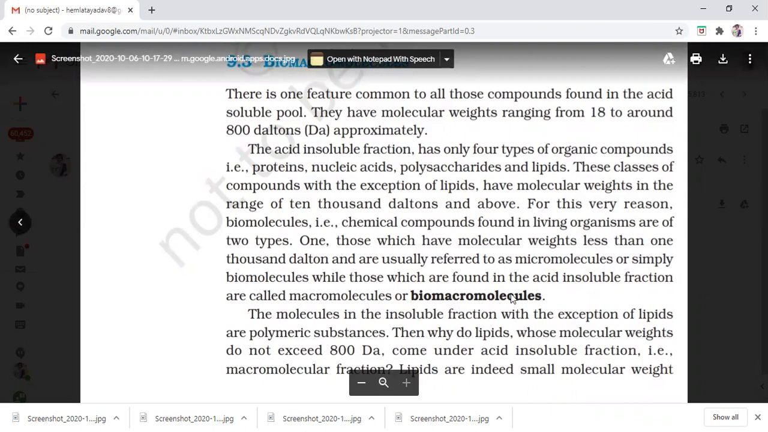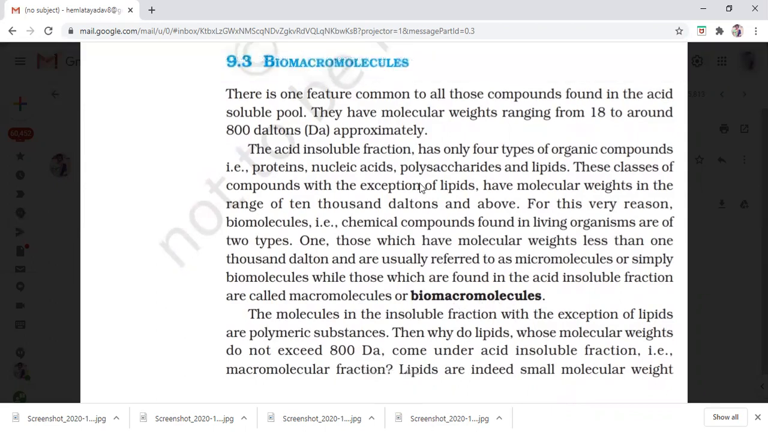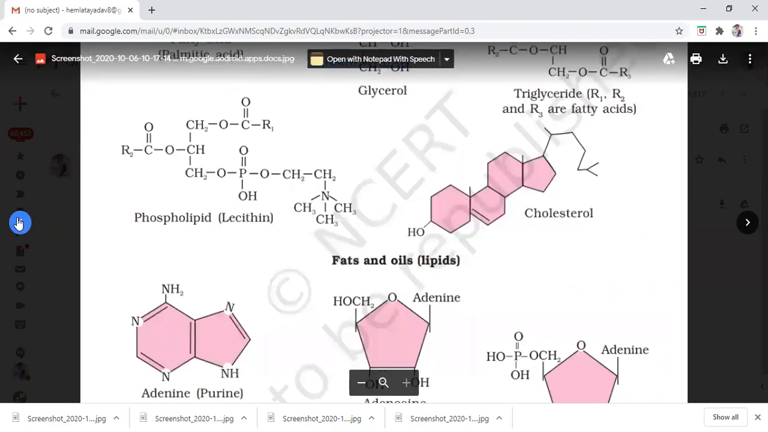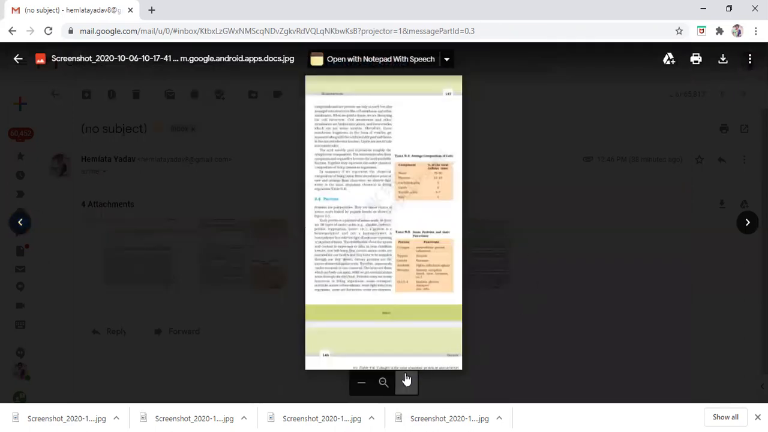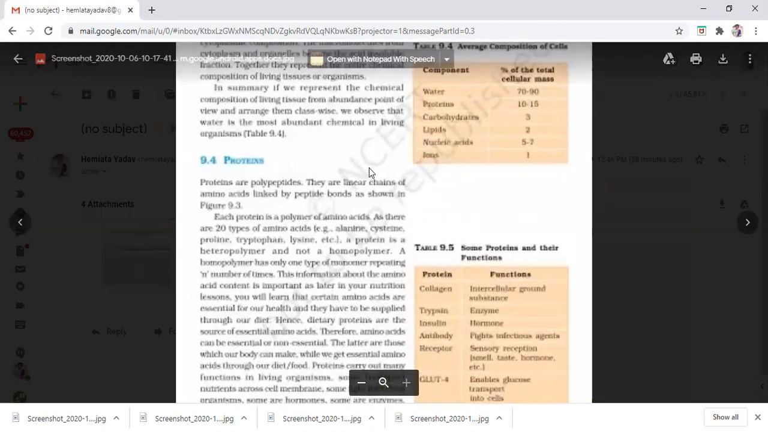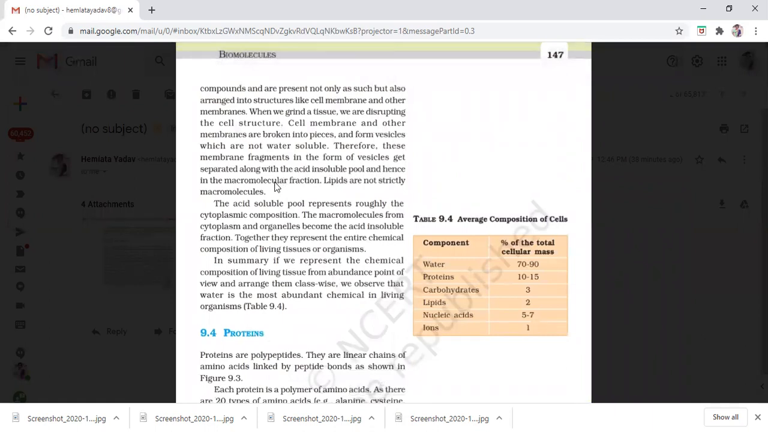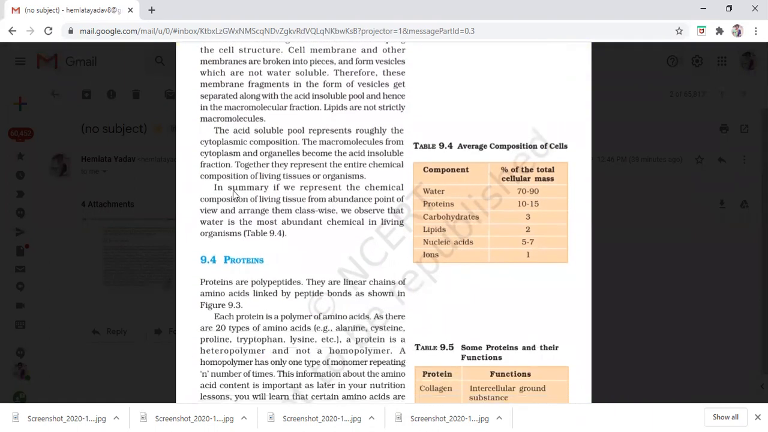Along with the biomacromolecules like the polysaccharides, the nucleic acids, the proteins, we get lipids also in biomacromolecules, although they do not have such a molecular weight. The reason is that they are not soluble in water. That's why they are retained over the membrane or the filter. So they are separated in the acid insoluble fraction just because of their hydrophobicity. Now coming to the acid soluble pool, it has the cytoplasmic composition, and the membrane composition is the acid insoluble part.